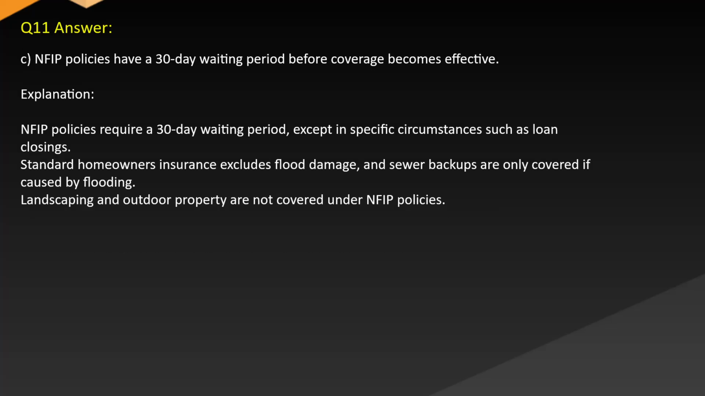Answer: C. NFIP policies have a 30-day waiting period before coverage becomes effective. Explanation: NFIP policies require a 30-day waiting period except in specific circumstances such as loan closings. Standard homeowners insurance excludes flood damage, and sewer backups are only covered if caused by flooding. Landscaping and outdoor property are not covered under NFIP policies.